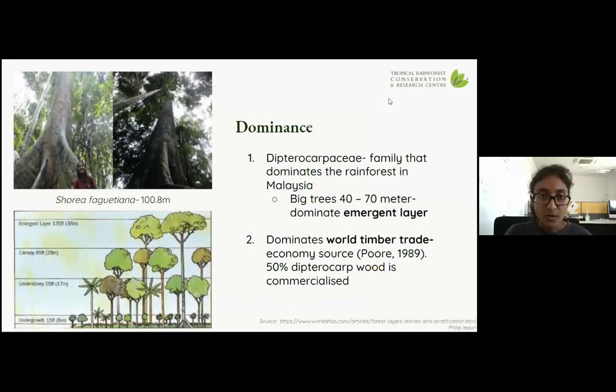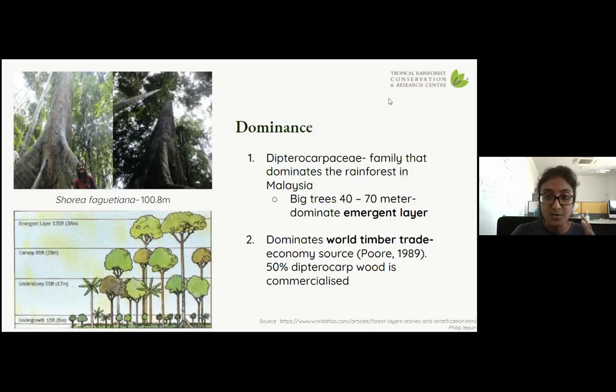Okay, so there are six reasons why this plant group is so special. The first one is the dominance of the family Dipterocarpaceae. In our rainforest, this family is the most dominant family, and this is of course true if our forests are left undisturbed. These trees can grow very tall. They grow above the canopy layer, above 30 meters in the forest, from 40 to 70 meters in height, and some even grow more than 70 meters.